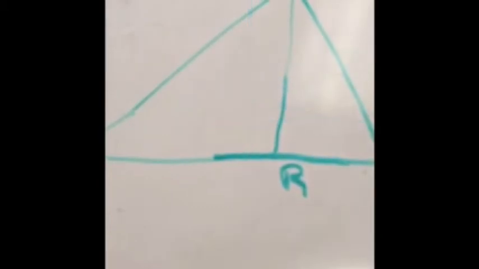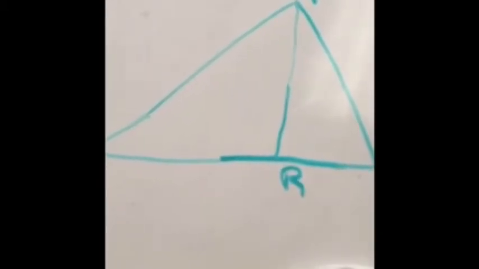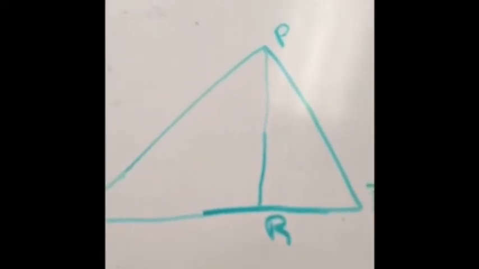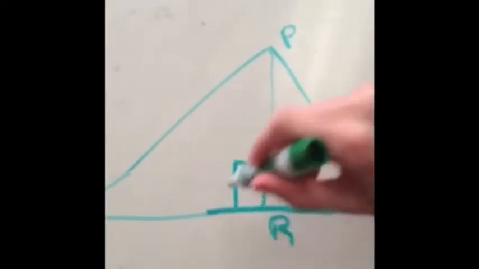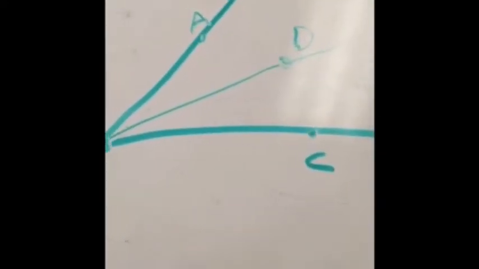This problem, the given is PR is the altitude of AT in triangle PAT. The conclusion is angle PRA is 90 degrees, and the reason is altitudes form 90-degree angles.